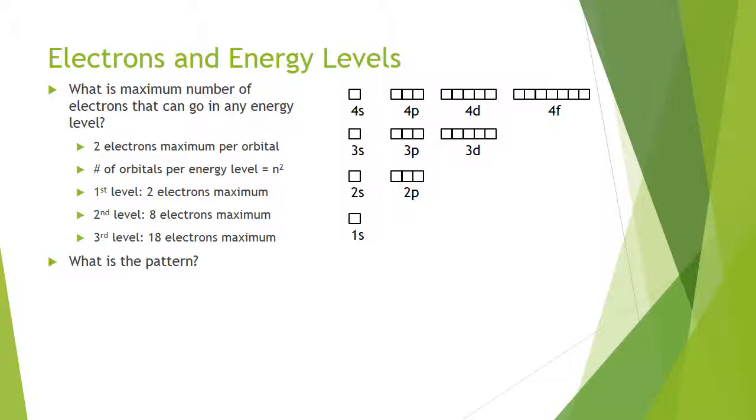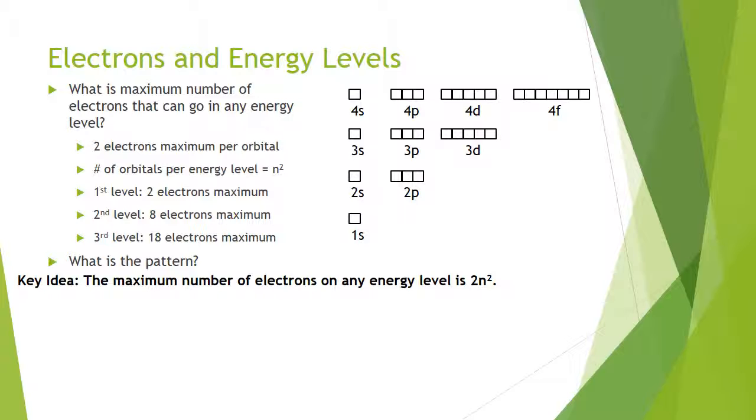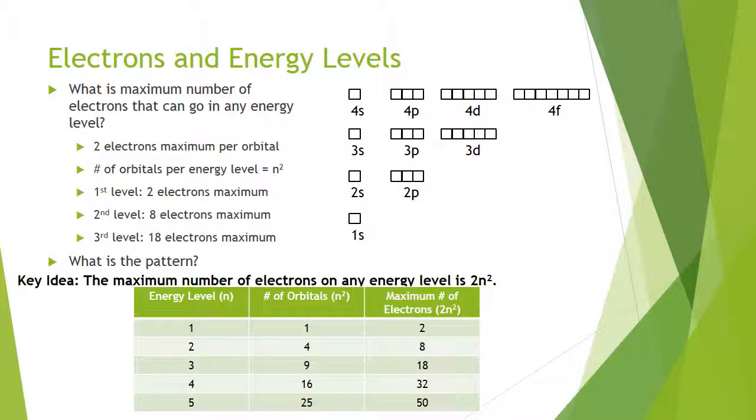Hopefully you've recognized it. Notice that all we need to do is take the number of orbitals on any energy level, which is n squared, we came up with that on the last slide, and multiply it by 2. So the maximum number of electrons in any energy level is 2n squared. And here again is a table to help us understand that. The first 2 columns are exactly the same as the previous slide. Here's our energy level. Here's the number of orbitals, again, that's n squared. And then the maximum number of electrons for that energy level would just be 2 times that number n squared. And so you can see those values there.